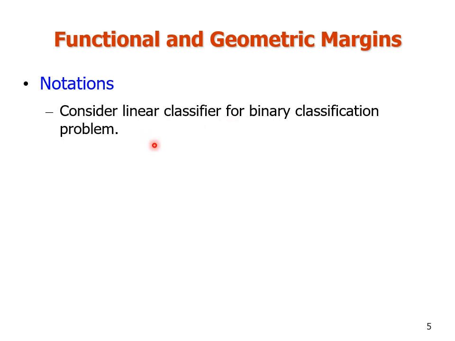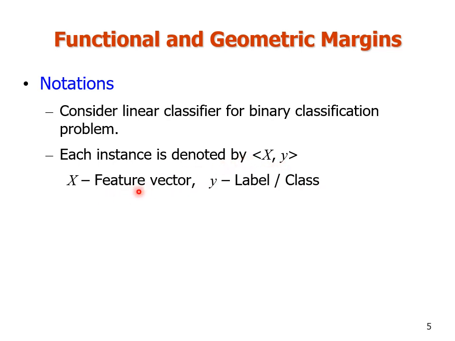Let us assume that each instance in the training set is denoted by x comma y, where x is a feature vector describing an instance and y is the associated label or a class. We are talking about binary classification, and hence our set y has two values or two class labels, -1 and +1. So y belongs to {-1, 1}.